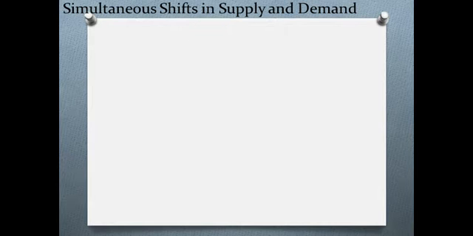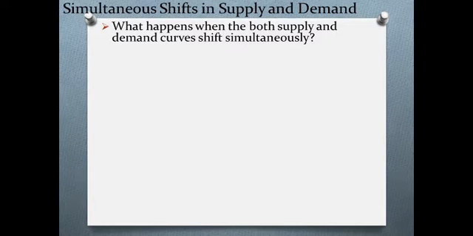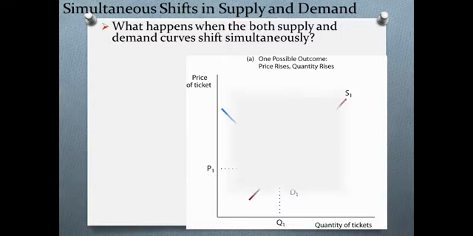These are key vocab. All right, so simultaneous shifts. What happens when both supply and demand curves shift simultaneously? What does that look like exactly? Let's take a gander, shall we?